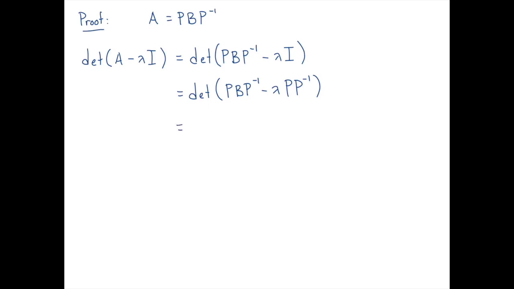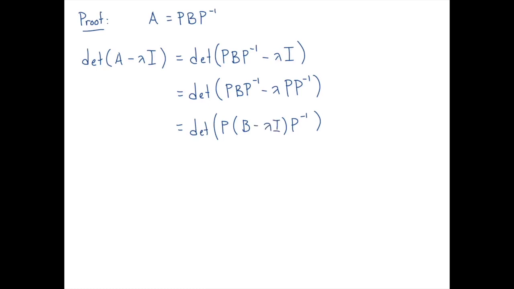Well, notice on the one hand, right here, I have a P on the left and a P on the left here. So I can factor a P out on the left-hand side. Likewise, I have a P inverse here and a P inverse here, both on the right-hand side, so I can factor them both out on the right-hand side. And what's left in the middle is B minus lambda I.